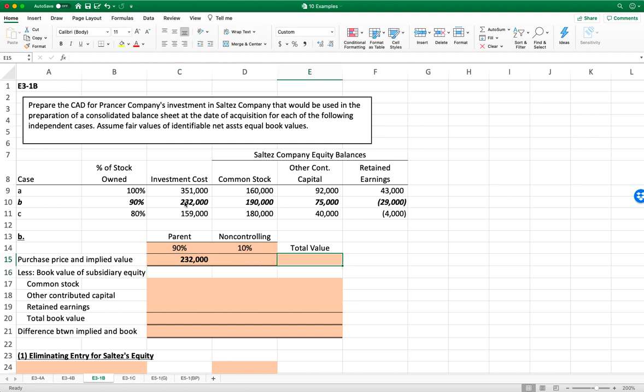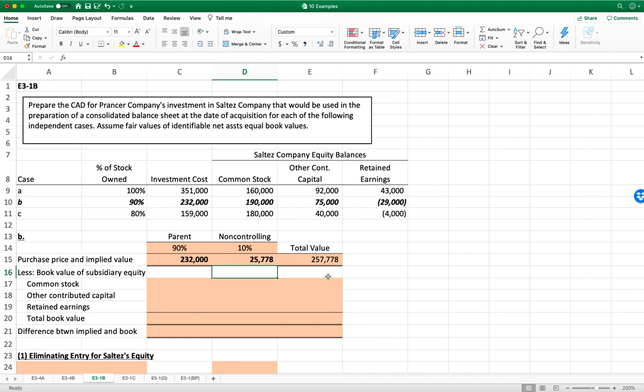Now we're going to try to estimate what the value is of the entity as a whole by assuming we could have bought the additional 10% of shares outstanding for the same price as we paid for the 90% we bought. So we're going to take our $232,000, divide by our 90%, and that's going to extrapolate that cost across 100% of the shares. We're then going to estimate the value of the non-controlling shares by taking their percentage, or that 10%, and multiplying that by our total implied value. So we get a value of the non-controlling shares of $25,778.